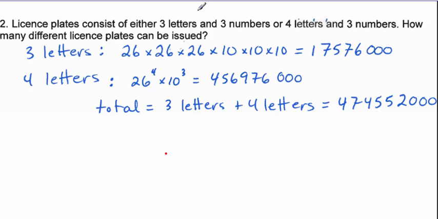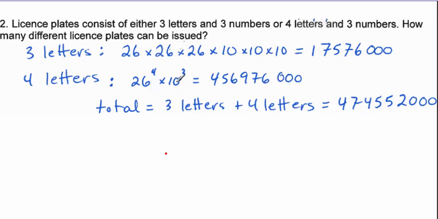Basically, license plates consist of either 3 letters and 3 numbers, or 4 letters and 3 numbers. How many different license plates can be used? So we have 2 situations here, the one where we have 3 letters only, and one where we have 4 letters. Of course, they have to be handled differently because you can't discuss 2 different situations at the same time.